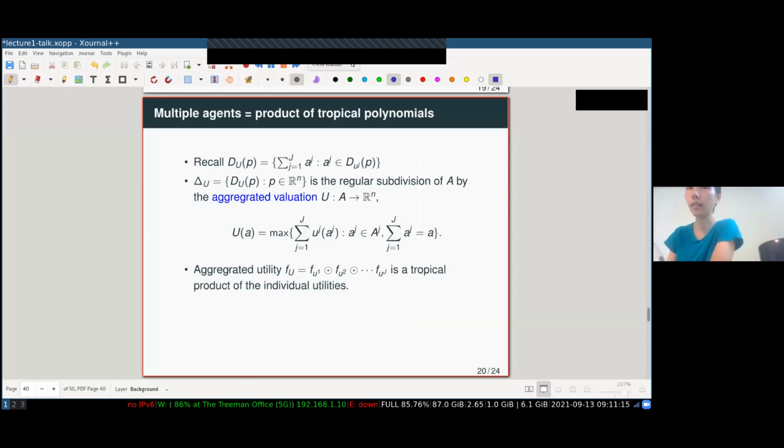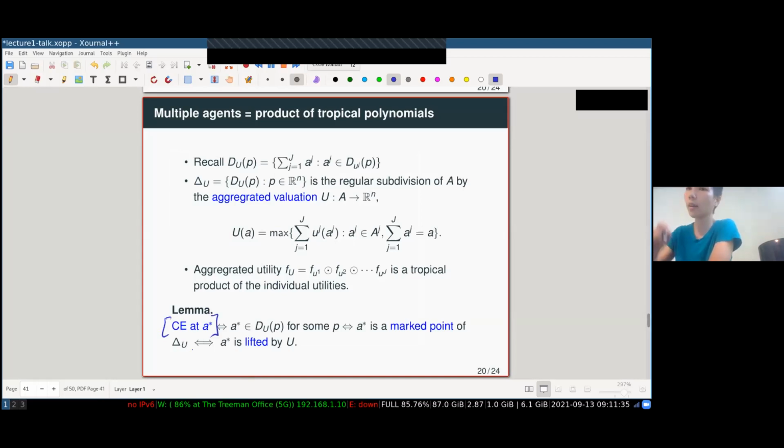And that's for one agent. And if I have multiple agents, then I can talk about aggregated demand, and that's really cells in a regular subdivision, and the regular subdivision comes from this function called the aggregated valuations. Okay, so the whole point of doing this is now I can have a way to say the condition compatible with equilibrium at A star.